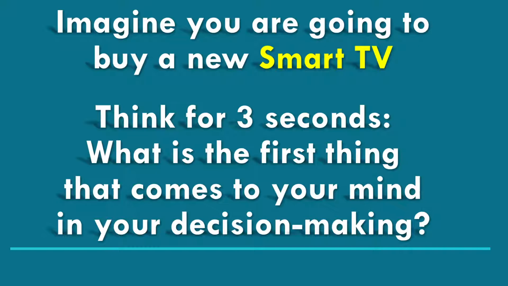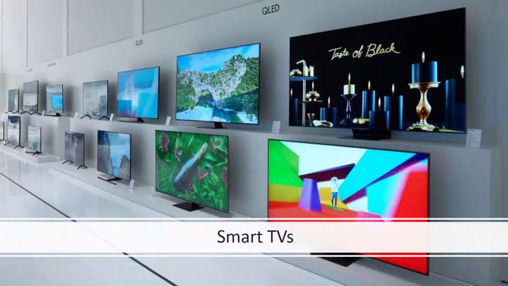Imagine you're going to buy a new smart TV. Think for 3 seconds. What is the first thing that comes to your mind in your decision making? 1, 2, 3. Most smart TVs nowadays look pretty much the same at first sight, but when you're trying to make up your mind of which smart TV you are going to buy, you are considering aspects that are not visible at first sight, right?